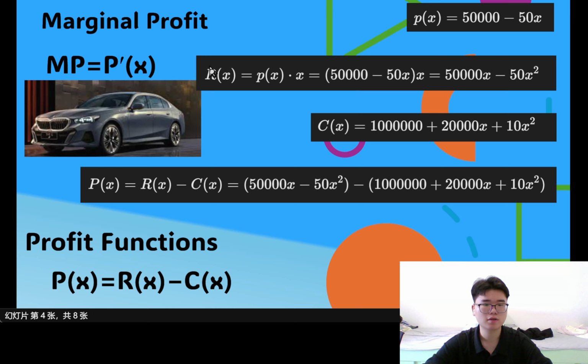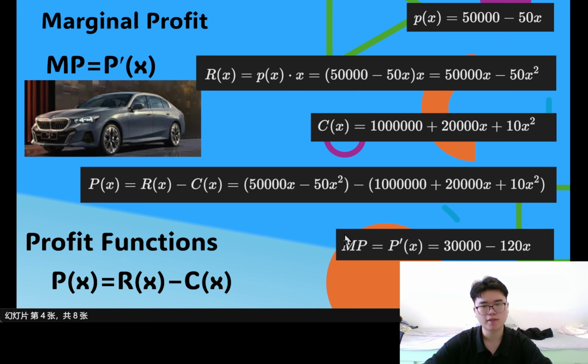We assume the revenue function and the product function. And then we'll get the profits function, this one. Then we will calculate its derivative. And finally, we will get the marginal profits function, this one. What's the meaning? Do you know?